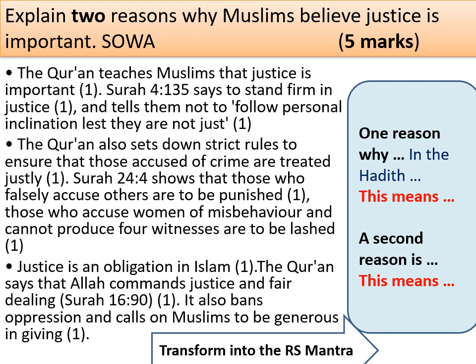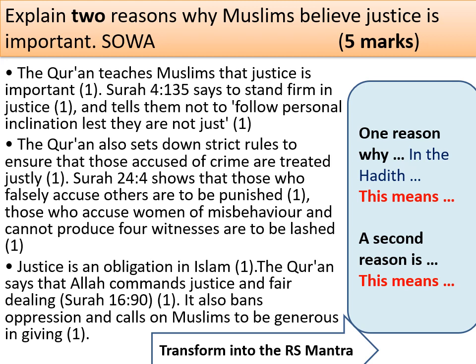Instead, we're just going to have a look at the bullet points and talk through them, make sure that you understand them. So you need a source of wisdom and authority. And if you look at these bullet points, we've got quite a few different sources that you can refer to, which is nice. So the Quran teaches Muslims that justice is important. That's quite a nice starting point, and that's going to get you a mark. And you can use that on lots of different topics and just say that the Quran teaches whatever it is that's important. Obviously, it's good to have a quote, so to stand out firmly for justice in Surah 4, 135. It tells them not to follow personal inclination lest they are not just.